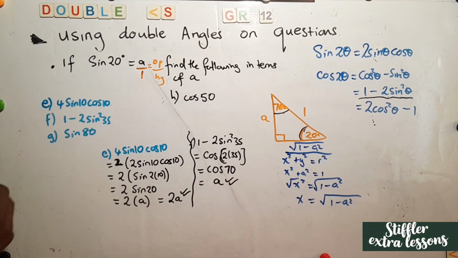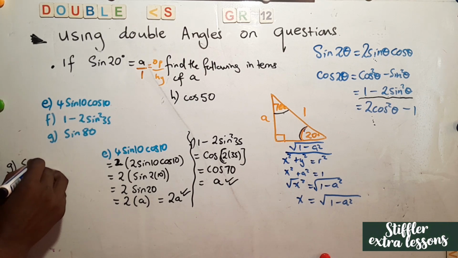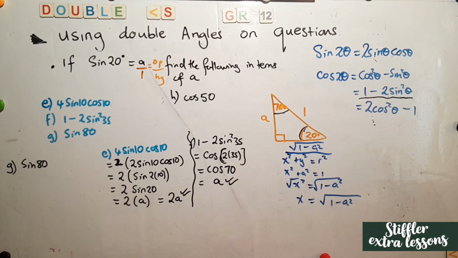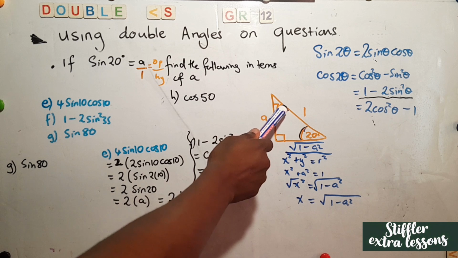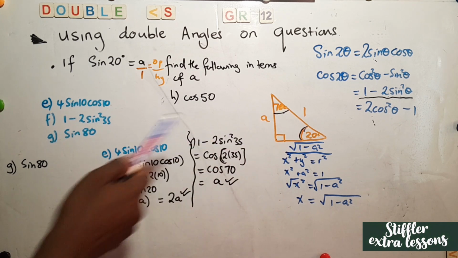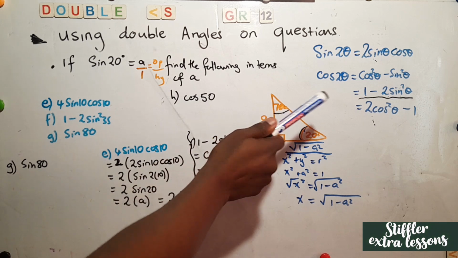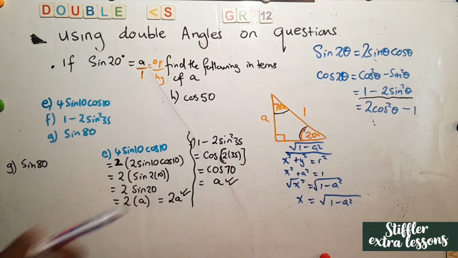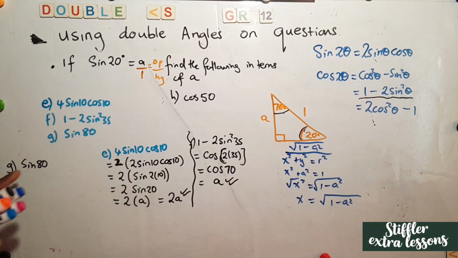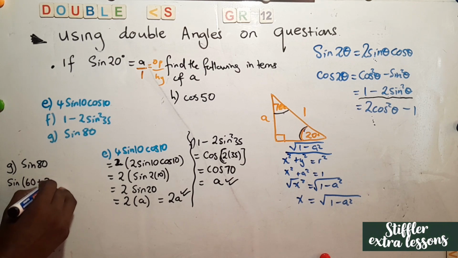And let's move to number G before we move to number H. So number G is saying sine of 80, right? So when you are having something like this on a question, you just try to check which angles you are having. We're having 70 and we're having 20. Can we make it 70 plus 10? But if we make it 70 plus 10, it means that 10 we cannot work with. Can we make it 60 plus 20? Yes. If we make it 60 plus 20, we know that 60 is a special angle, and we know that 20, we are having it there. So we can make it sine of 60 plus 20.